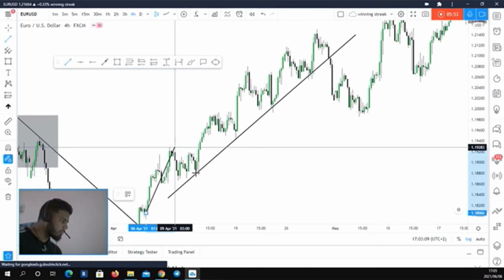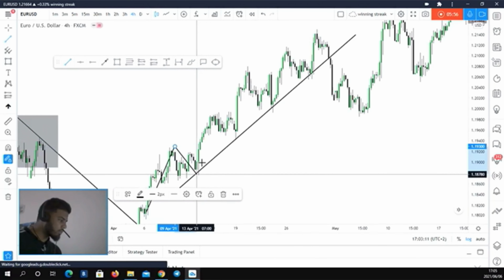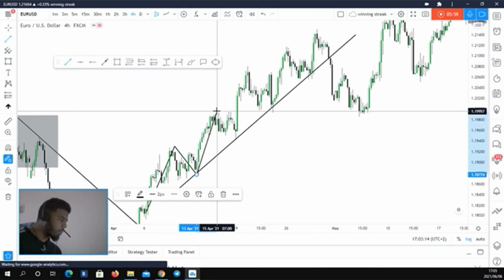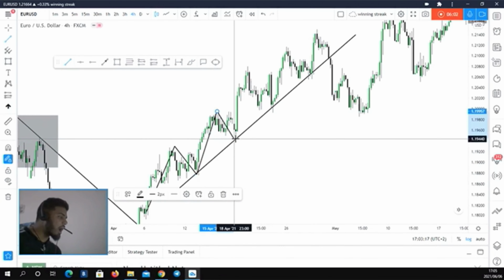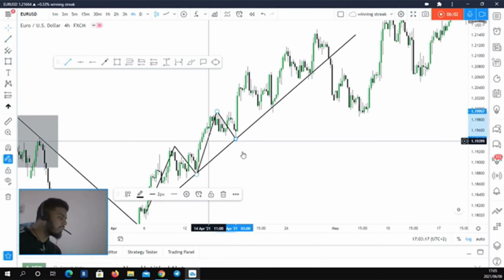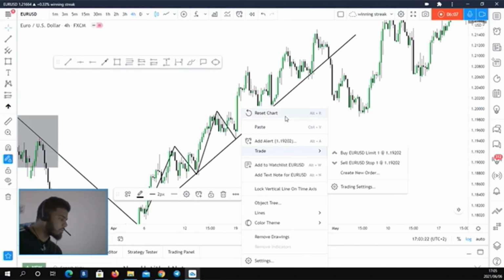Then the second point, look, that's the higher low. Once the market comes up higher here and comes back down to this point, this is where I'll be looking to take buys. As you can already see, doesn't this look like the market that I explained to you earlier?